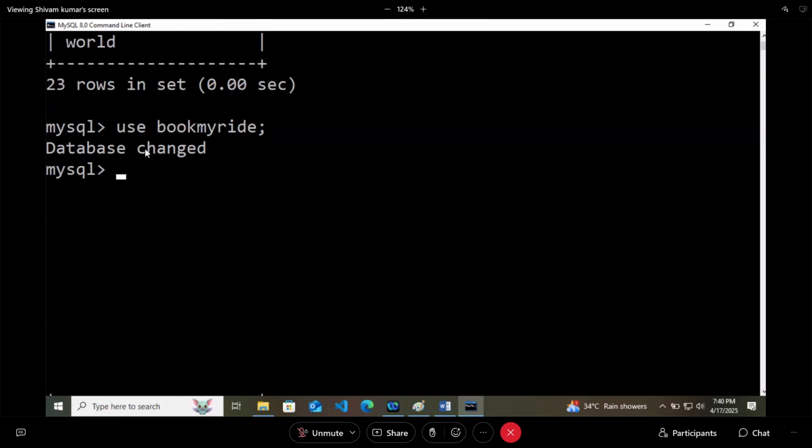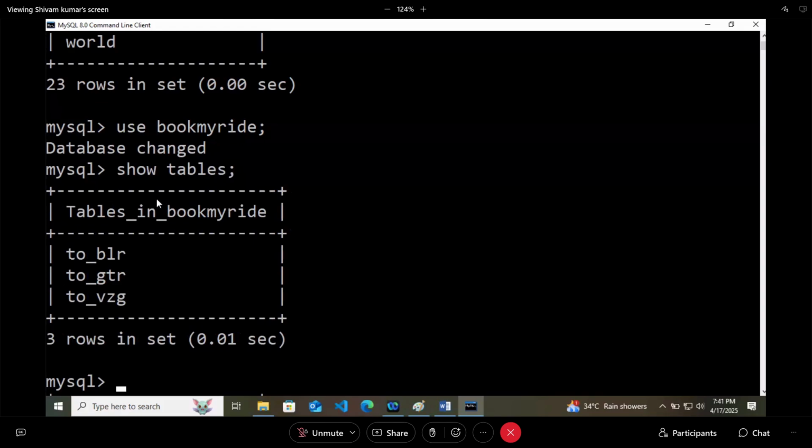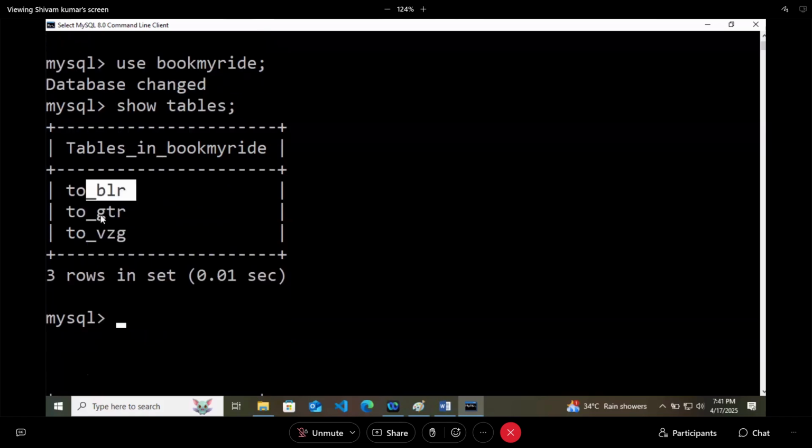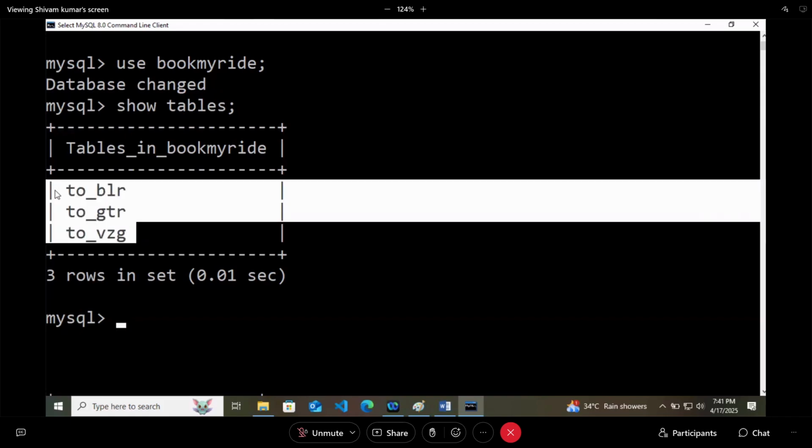Okay. Now I will write one query: show tables. These are the tables in this book my ride application. To BLR means to Bangalore, to GTR means to Guntur, to VZG means to Vizag. Our application was supporting these three cities where you can book a ticket. And at last you can download a PDF file of your ticket. The front end was written in React, the back end was handled using Spring Boot, and the database was MySQL. It was a working application and this we did.